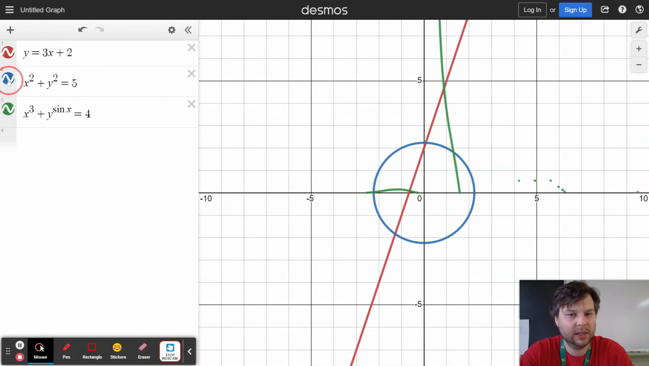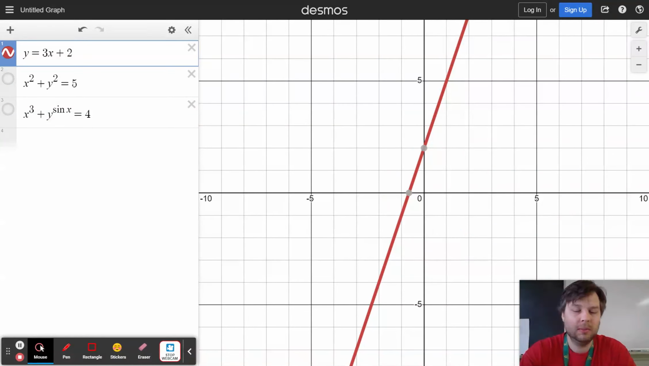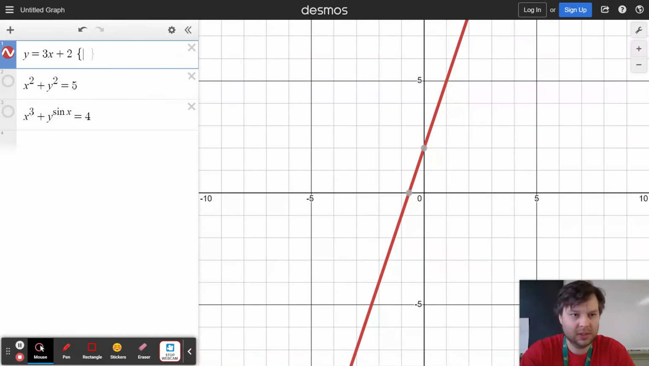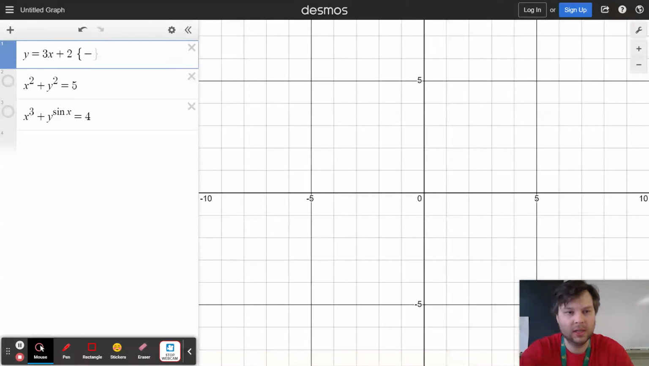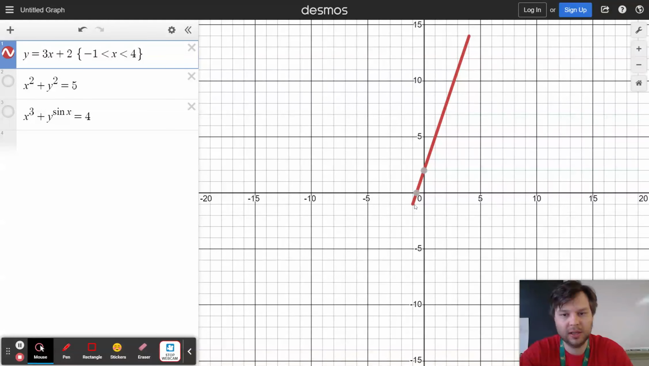So I'll take the red line first. Remember that in class we use our squiggle brackets. That's right next to the letter P, and if you hit shift and hit that, it should turn into a squiggle bracket. Let's say all I want is this to be between -1 and 4. So I just type -1 less than x less than 4. You notice now that the red line does not go beyond x equals -1 and x equals 4. That's the domain that I've restricted it to.